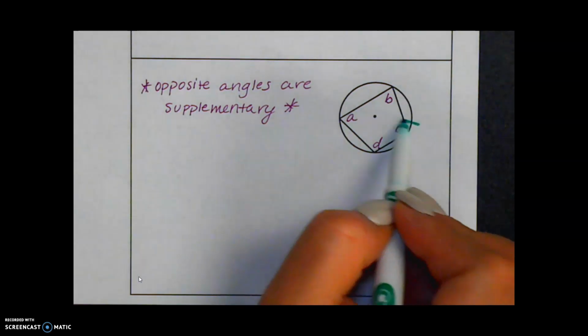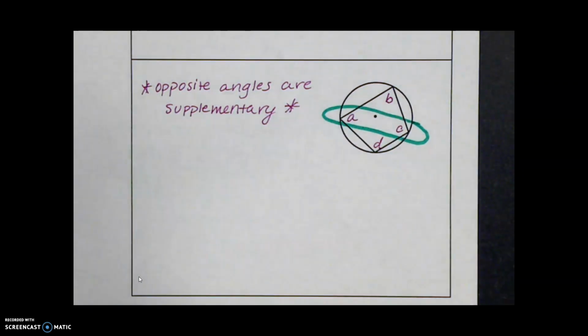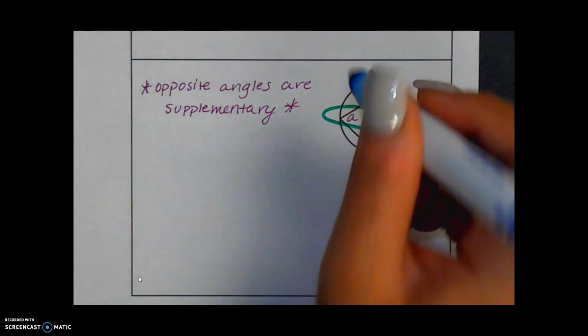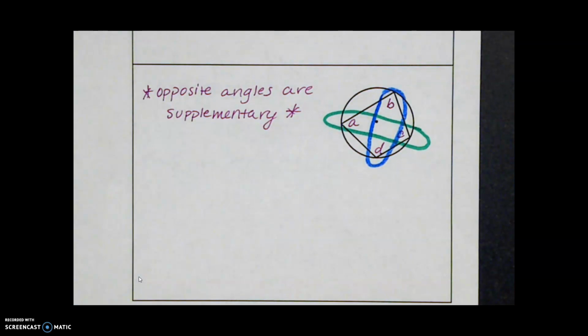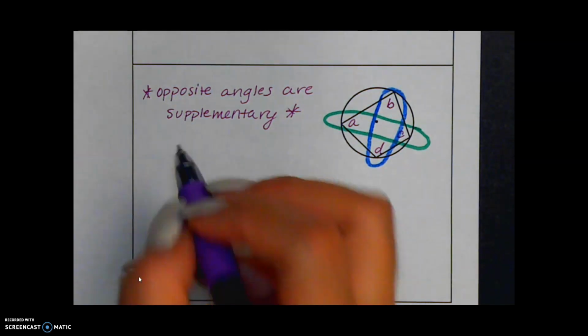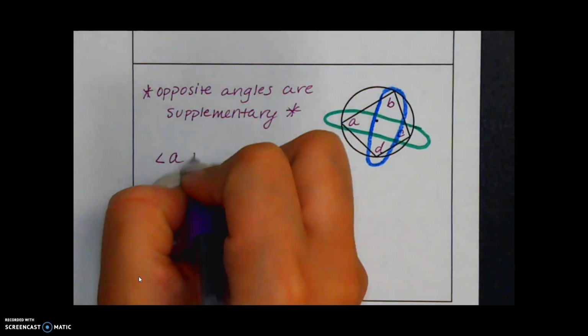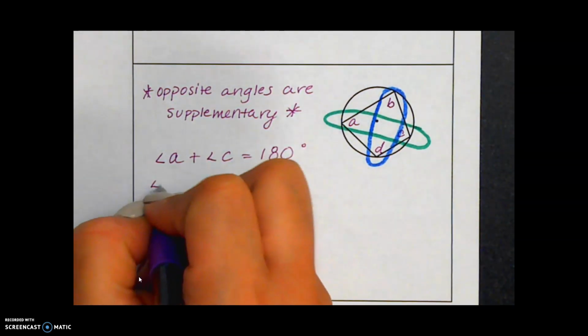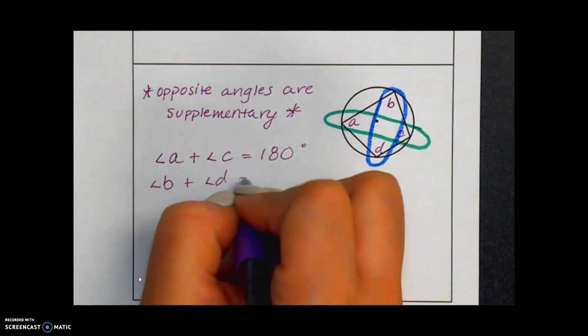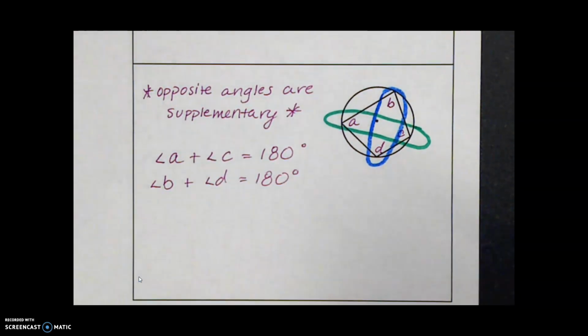So if I have angles A and C here, those two are supplementary to each other. If I have angles B and D right here, those 2 angles are supplementary to each other. So angles A plus C equals 180. Angles B plus D equals 180. All right, so that brings us to our first example here.